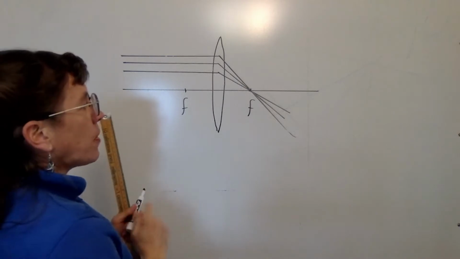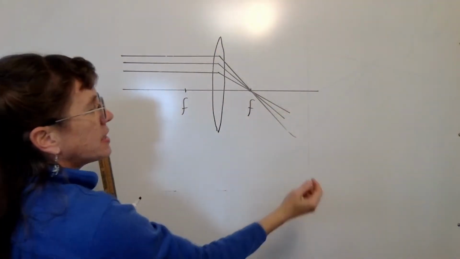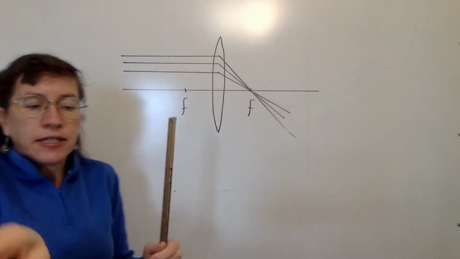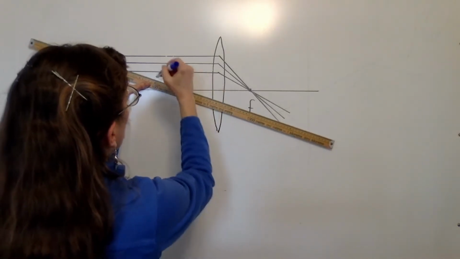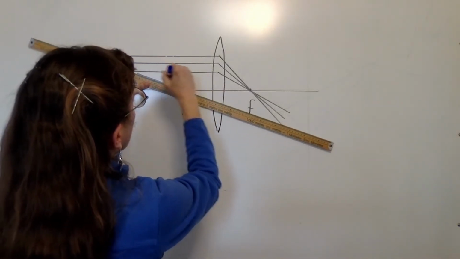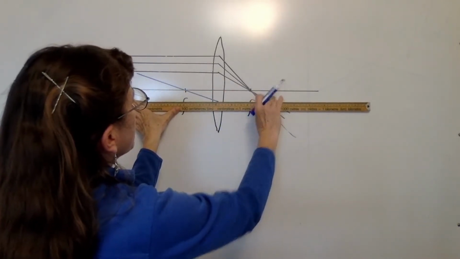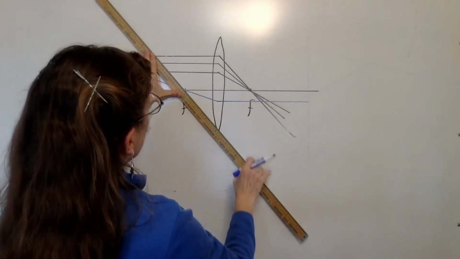This is a reversible process. If we were to take the light source and have it instead be on this side, it would follow the exact same path. And so we can say that a ray that goes through the focal point before striking the lens is going to exit parallel to that axis that the lens is centered on. So rays from anywhere.